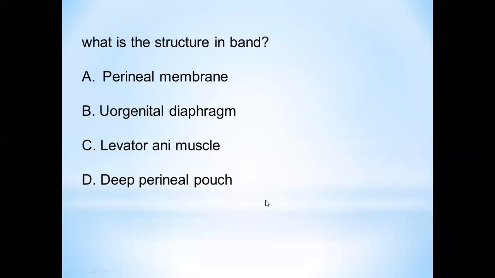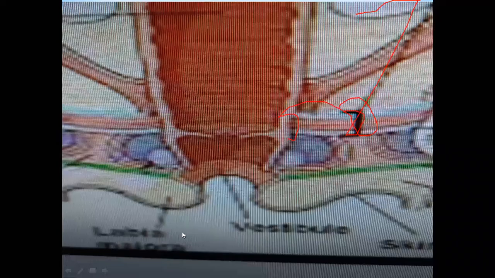Ma'am, is it the full picture? Yes, it's a full picture. What do you say? What is it? Any guesses?